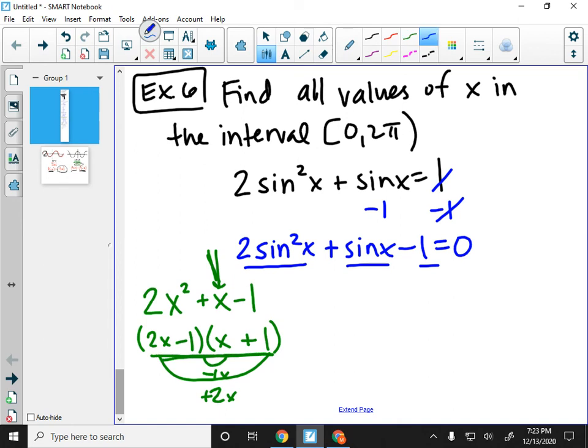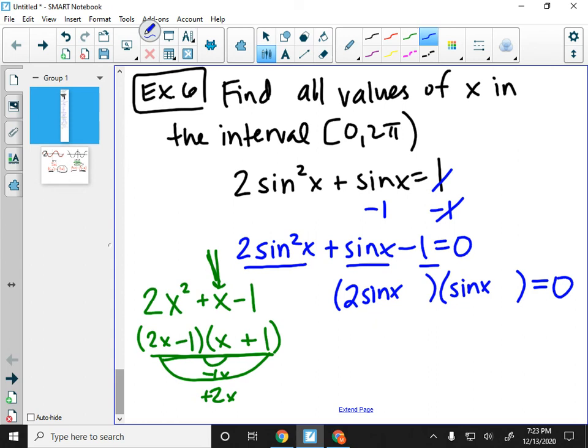If I try to factor this sine one, I'm going to do basically the exact same thing. I'm going to say 2 sine squared is either 2 sine of x, and it has to be times another sine of x, because when I FOIL that out, that gives me 2 sine squared of x.